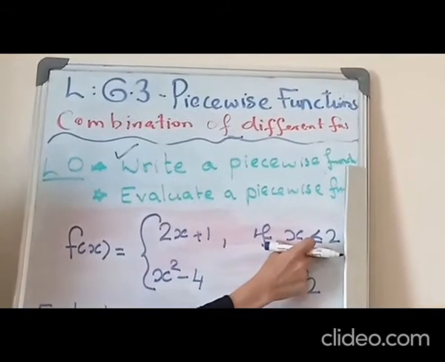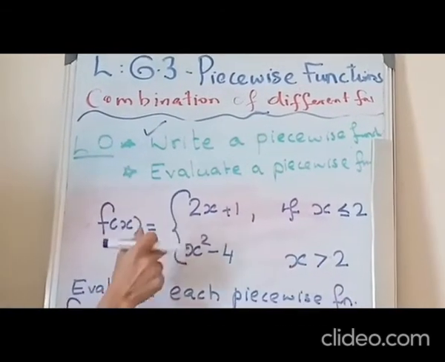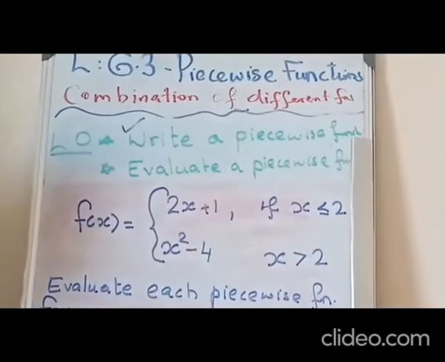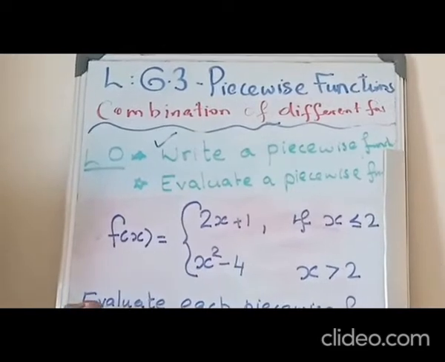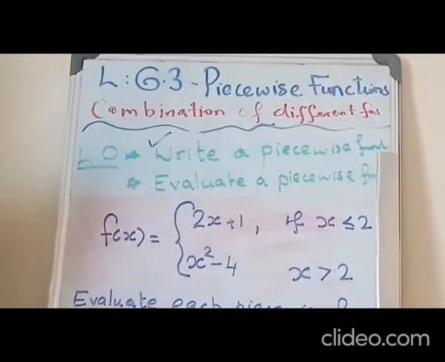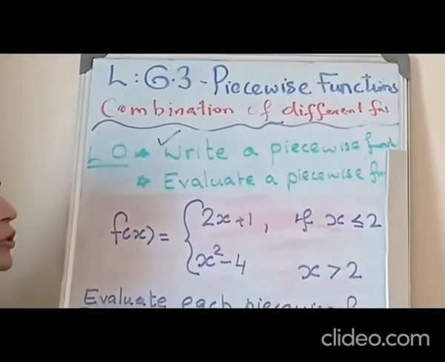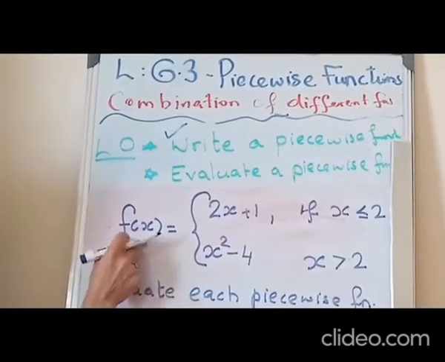This x value, the domain, you have this rule, and for x greater than 2, this rule. So you have a combined function. So it's a piecewise function. How are we going to evaluate? Evaluate each piecewise function for x equal -1, x equal 4, and x equal 2. So we are asking when x is this value, what could be the y value?